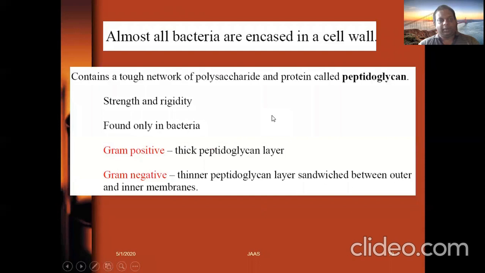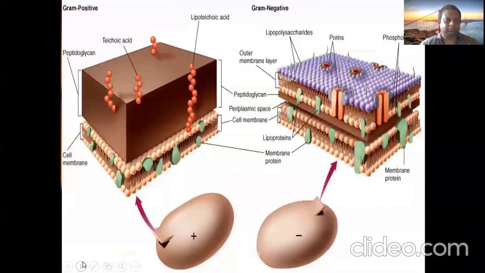So all the bacteria are encased in the cell wall. The major polymer is peptidoglycan. It provides strength and rigidity, and is found only in bacteria. In gram-positives, there is a thick peptidoglycan layer. In gram-negatives, compared to gram-positives, the thickness is less, but it is sandwiched between an outer and an inner membrane. There are two membranes in gram-negatives.